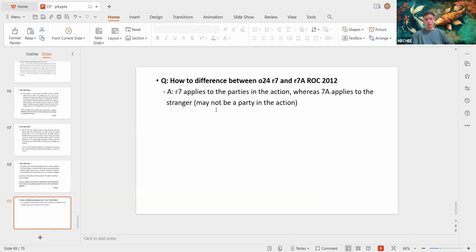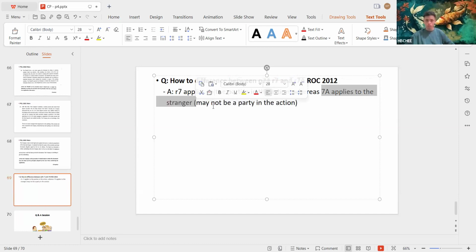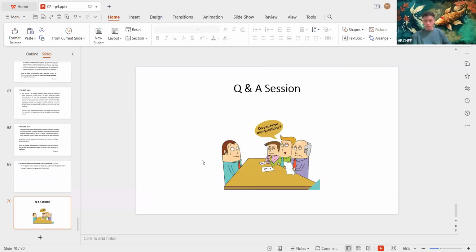Okay, so I have summarized how to differentiate between Order 24, Rule 7, and Rule 7A. Rule 7 applies to the parties already in the action. However, Rule 7A applies to a stranger who is yet to be identified in the action or who is not a party in the action. That is the difference between Rule 7 and 7A under Order 24. Okay, last but not least, any questions for today's session?